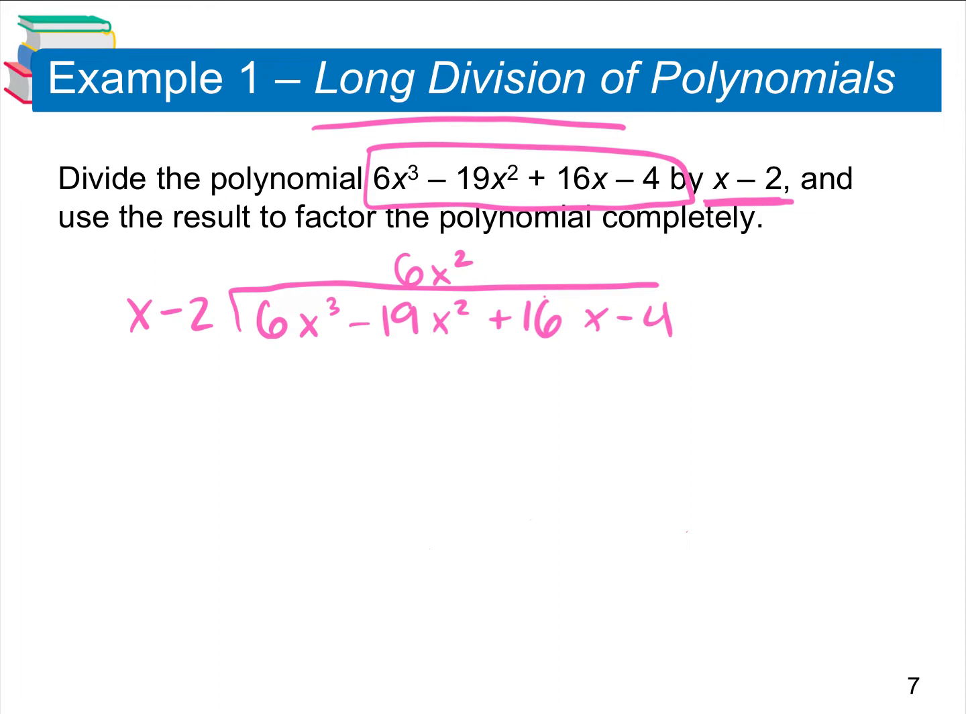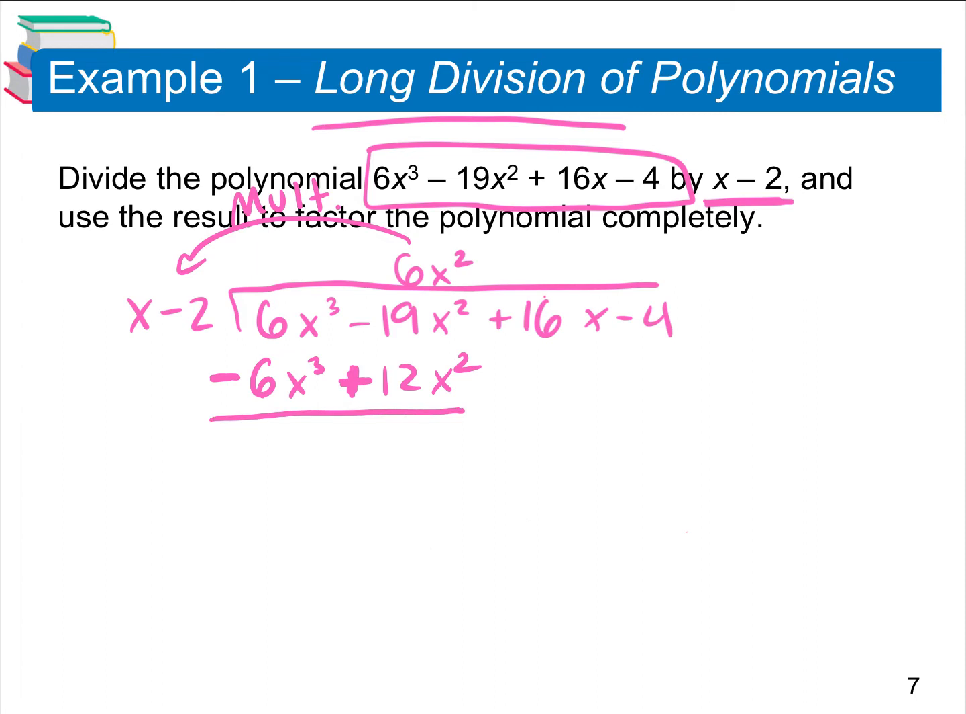Next step is whatever we write up top gets multiplied to both things on the outside. So we are multiplying. 6x squared times x would be 6x cubed. 6x squared times negative 2 would be negative 12x squared. We always want our first terms to cancel. So in this step, we change the signs of this whole row. We change the sign and change the sign. So it becomes a negative 6x cubed plus 12x squared.